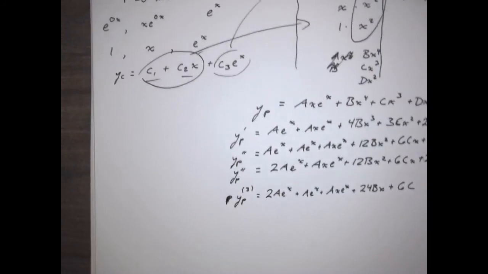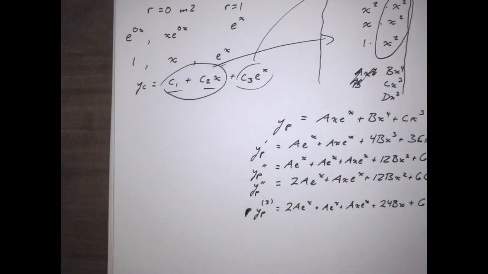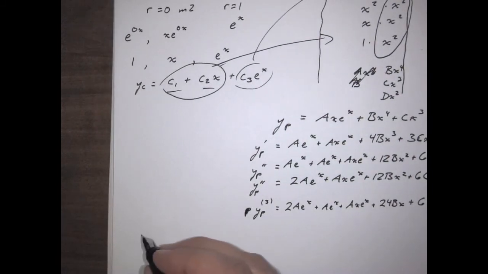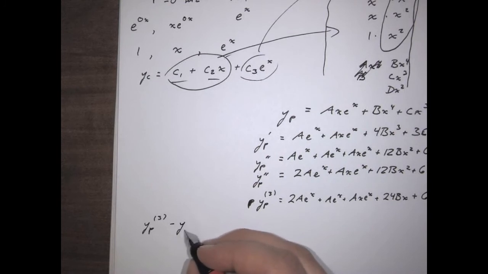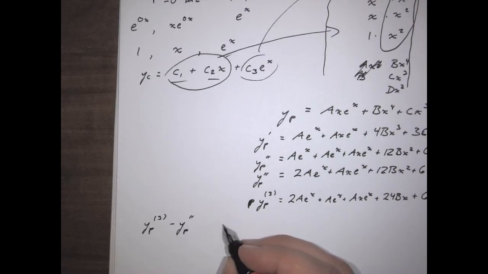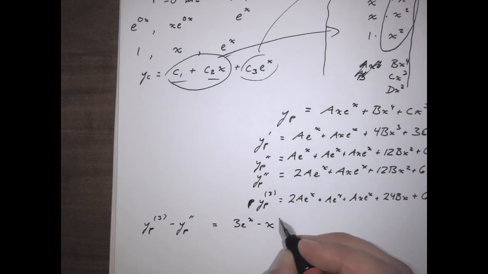Alright, now what I need is the third derivative minus the second derivative to equal what we were given. So yp third derivative minus yp double prime should equal 3e to the x minus x squared. And it's going to take the right values of a, b, c, and d to make this happen. So let's have a look.